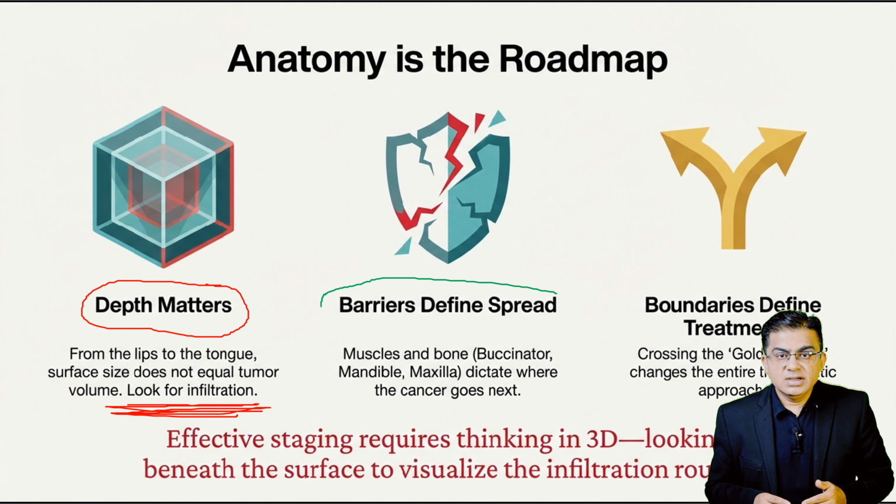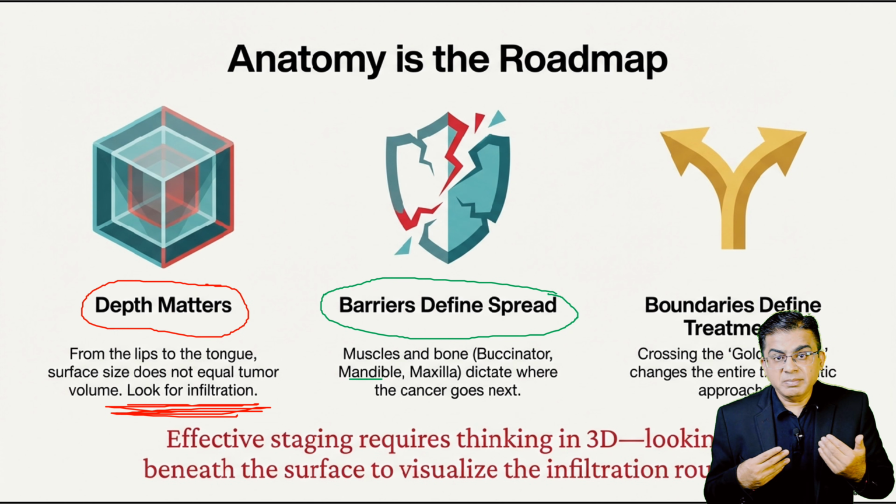Second, barriers define spread. Cancer is aggressive, sure, but it still bumps into physical walls. Structures like the jawbone, mandible, the maxilla, or thick muscles like the buccinator in the cheek act as barriers. They physically force the cancer to change direction and dictate exactly where it is going to go next. If you know where those walls are, you can predict the cancer's path.